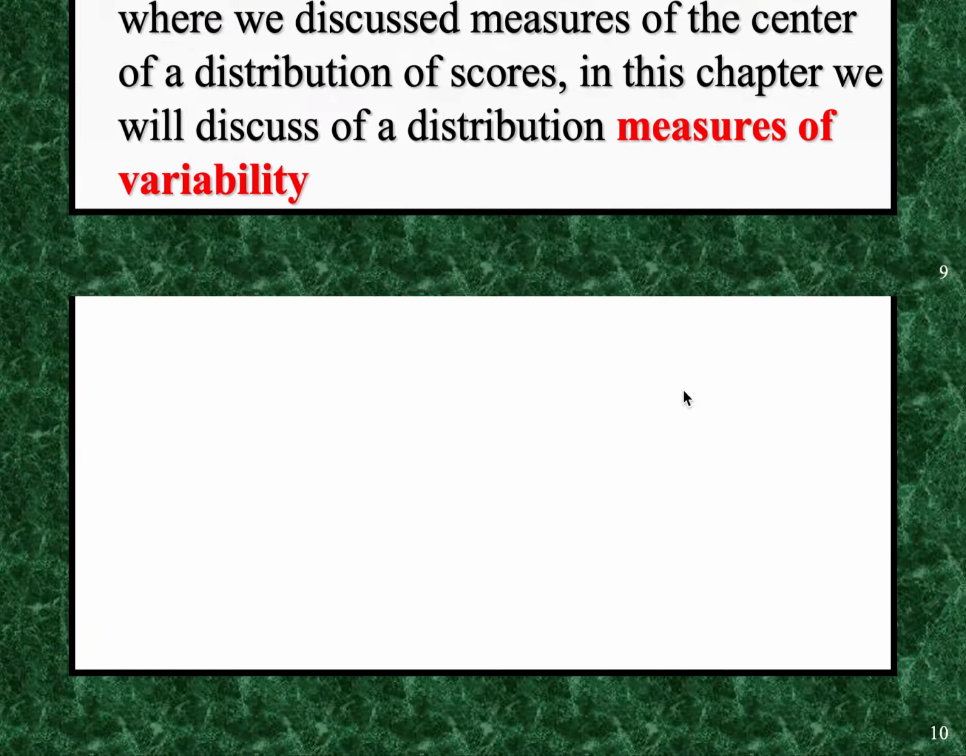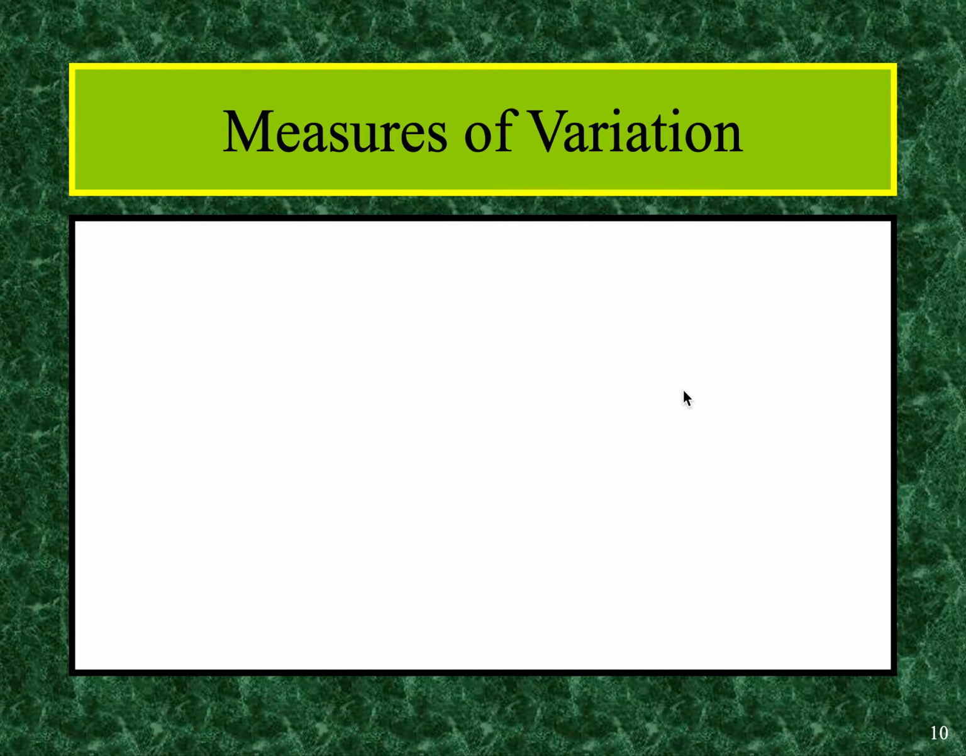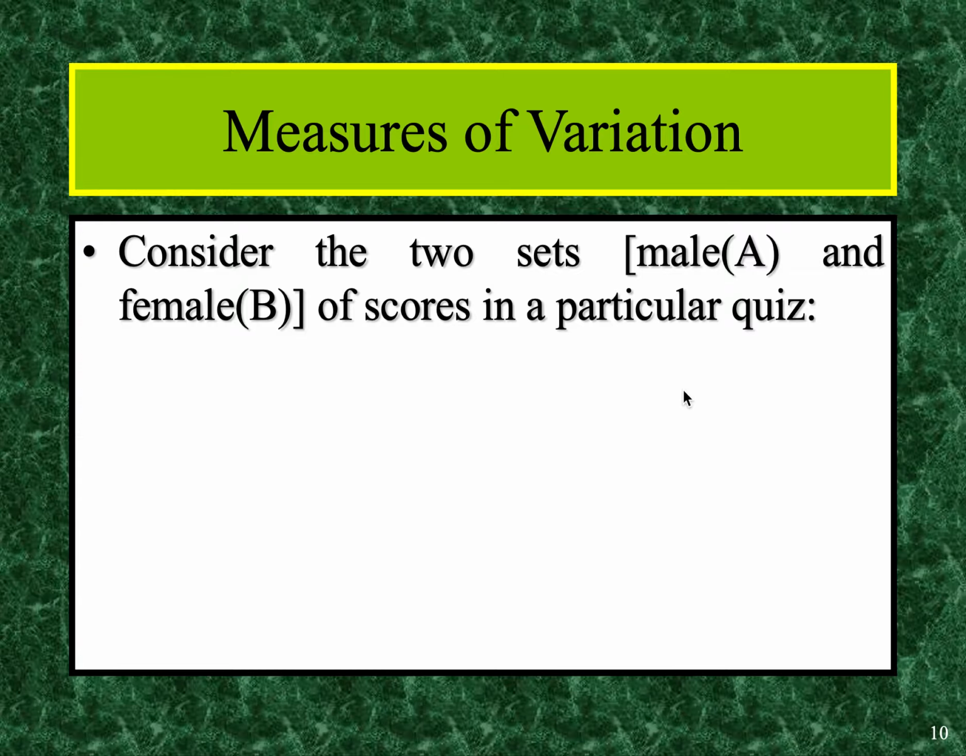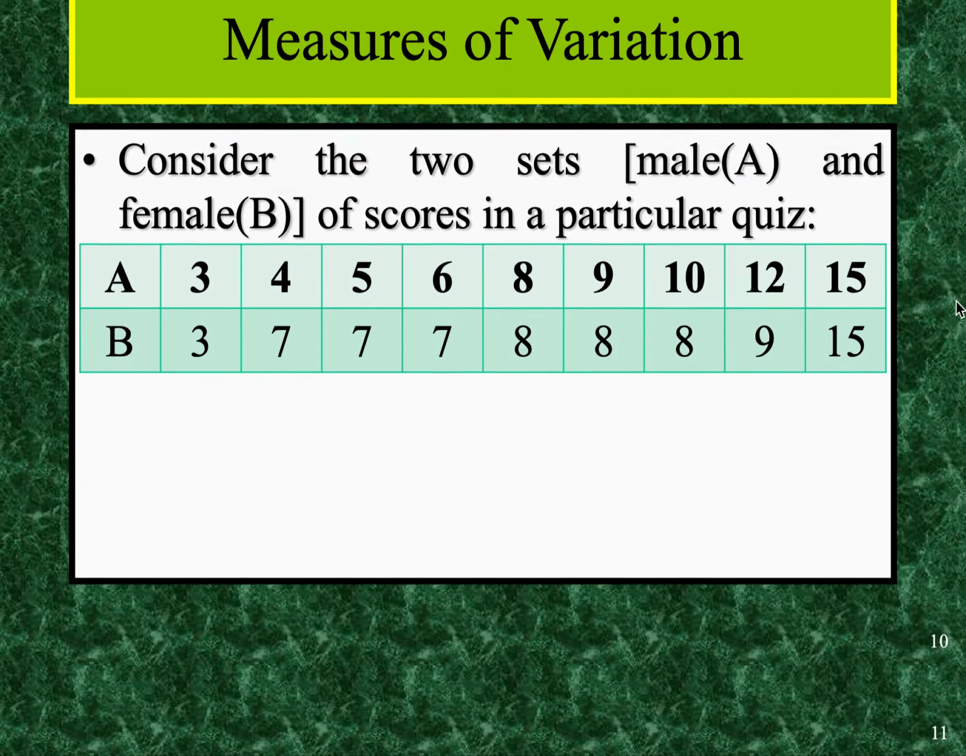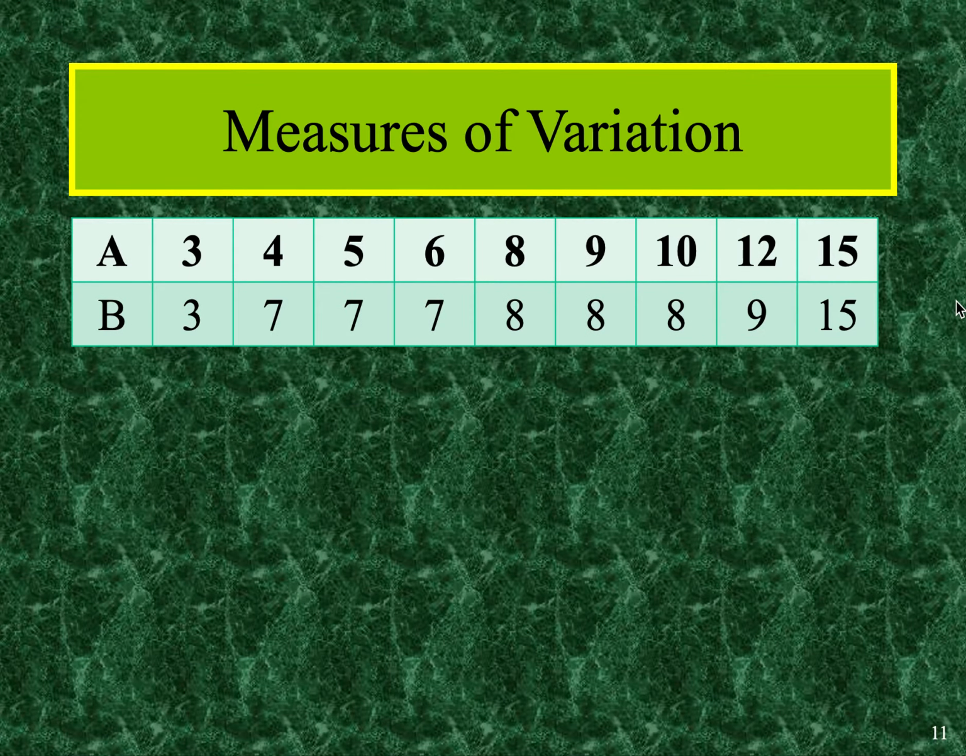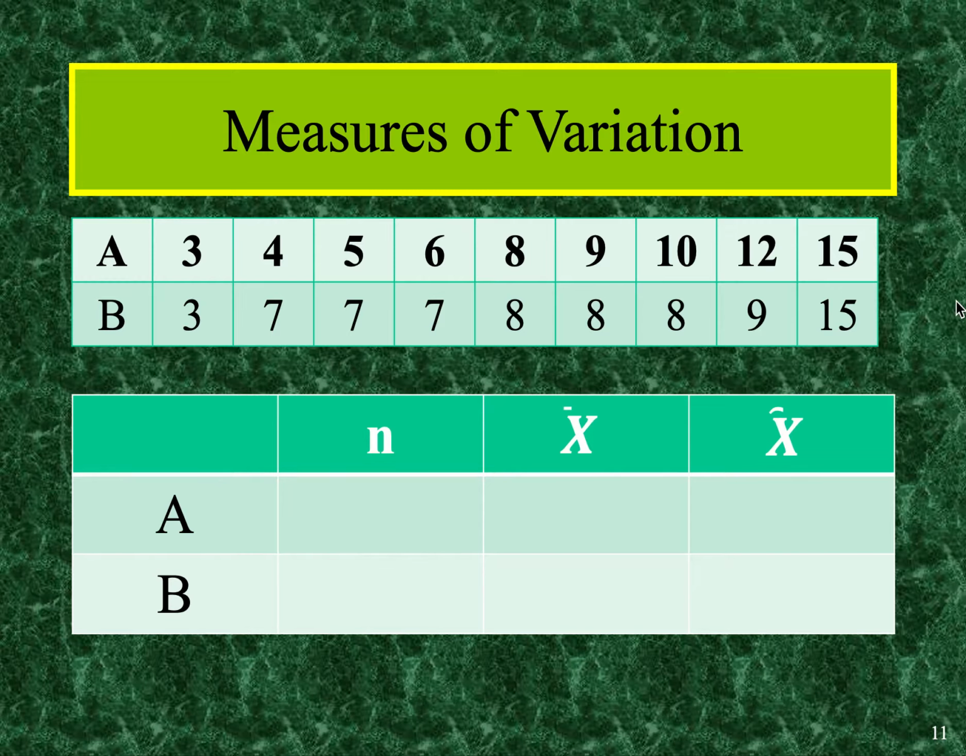We will first consider these two sets, A for male and B for female. The scores in a particular quiz are as follows, and we are tasked to construct a dot plot for both sets. We can also put here the x bar, which is the mean, and the x tilde, which is the median.